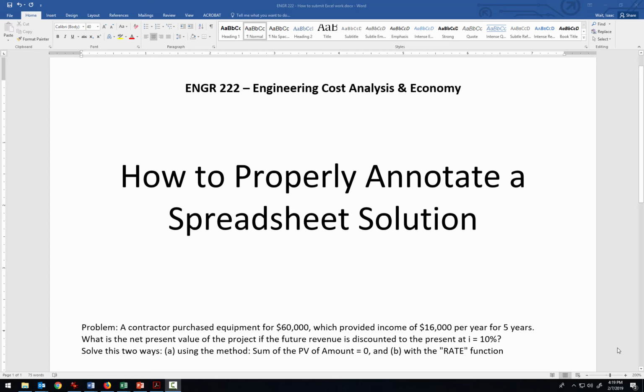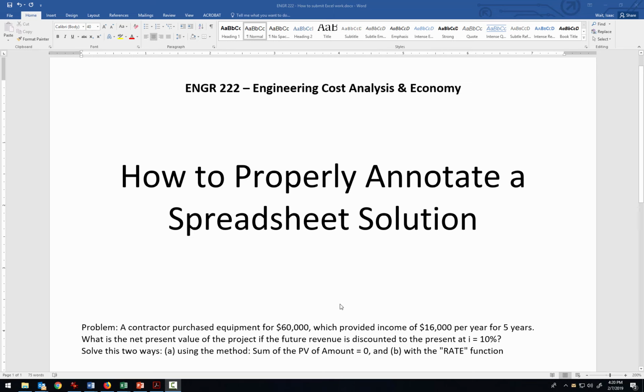Hi, this video is to show how I expect you to annotate your spreadsheet solutions. When you upload an Excel file to MU Online, it's really important that you make it as easy as possible for the grader to understand your solution, to find your answer. It is not the grader's responsibility to go hunting for the right answer on a spreadsheet that you've created. You have to really do a good job communicating your engineering skills and the answers that you've calculated.